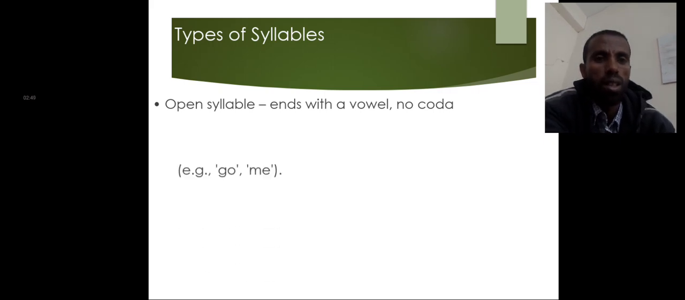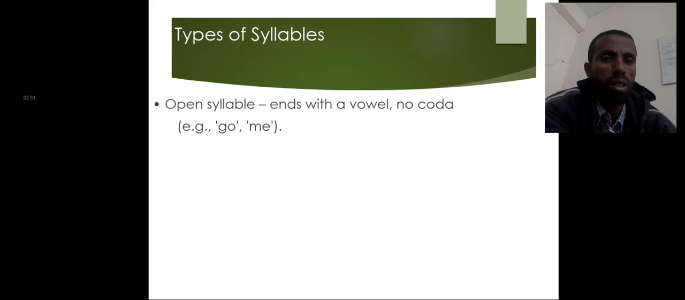The first one is open syllable. The name itself, open, means when a syllable ends with a vowel. It doesn't have coda. So go, me, it's a word with one syllable and it ends with a vowel. O, the same is true with me. It ends with a vowel E. So this is an example of open syllable.